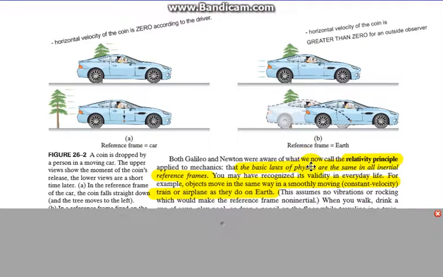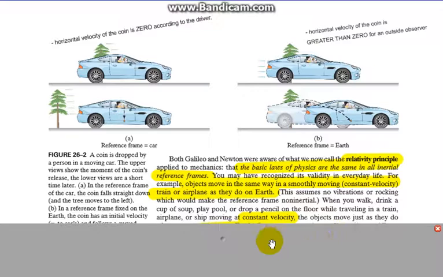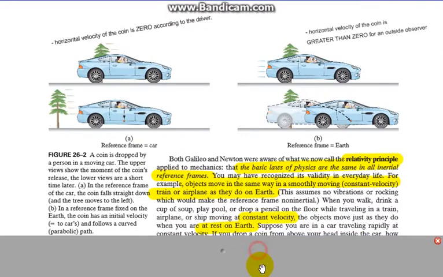Both Galileo and Newton were aware of what we now call the relativity principle applied to mechanics, which means the basic laws of physics are the same in all inertial reference frames. So what happens in one frame, those same laws apply to the second frame as well. You may have recognized its validity in everyday life. For example, objects move in the same way in a smoothly moving, constant velocity train or airplane as they do on Earth. So in the video that we saw previously, if you're standing still and drop a ball, it falls straight down. If you're moving in a car that's moving at constant velocity, i.e. same speed and in a straight line, that ball just falls to the ground as you witness the event.